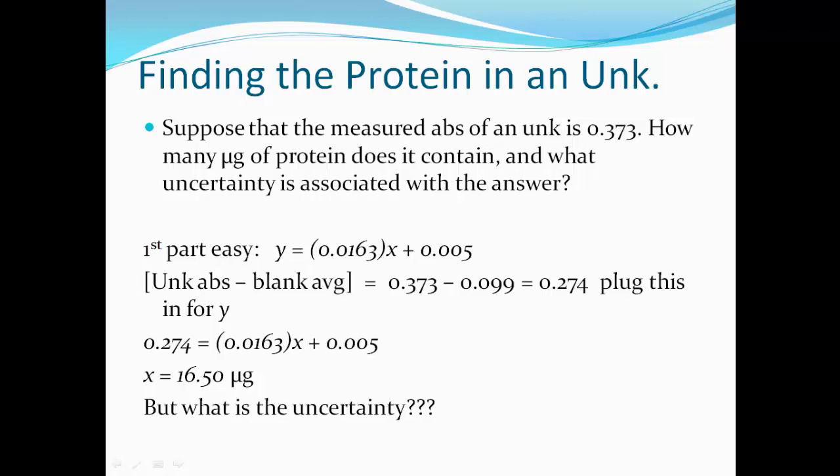That's the easy part. The hard part is going to be what is the uncertainty associated with that answer. The first part's easy, so all we do is use the values we've gotten for the calibration line, which is y equals 0.0163x plus 0.005. You take the unknown absorbance, which is 0.373, and you minus the blank. You always have to minus the blank. So that equals 0.274. Now you plug that in for y. So 0.274 is equal to 0.0163x plus 0.005. So the x ends up being 16.5 micrograms. Easy part. What is the uncertainty now?